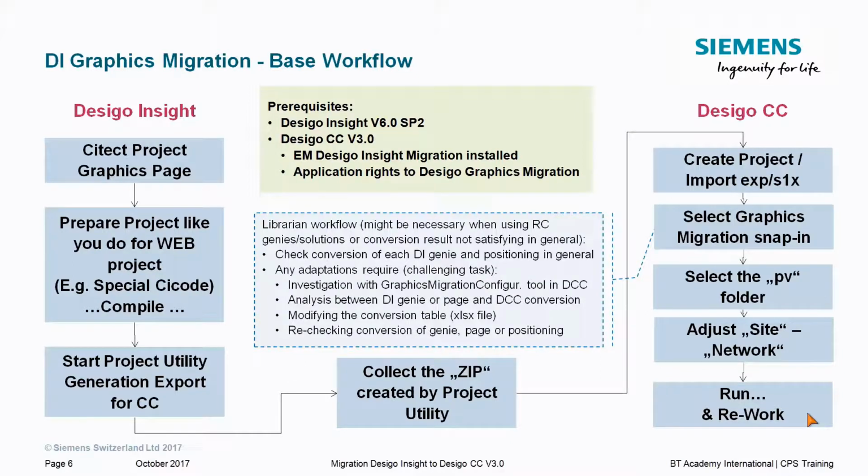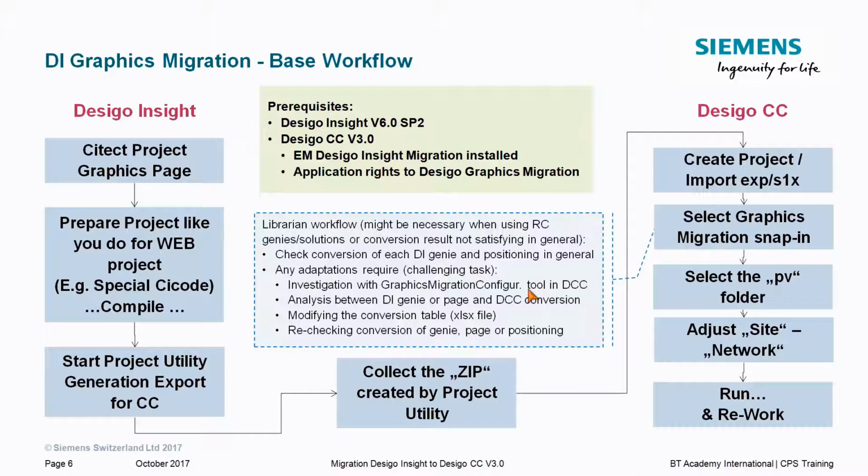Now, what's behind this? How is this possible? This is possible because we are using a graphics migration configurator tool, and we have a conversion table or a mapping table. Behind, and as part of the extension module here, there is a graphics migration configurator tool and a mapping table, a conversion table, which makes it possible.